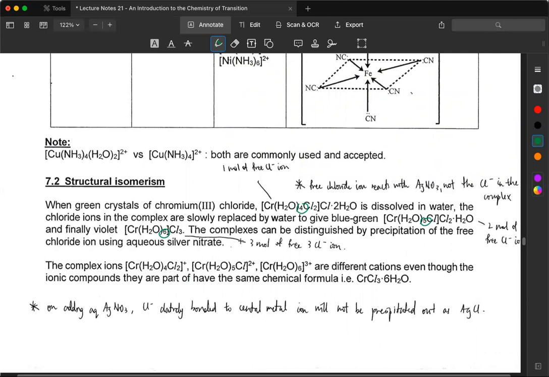Structural isomerism means the chlorine is not part of the complex but comes out, so they form isomers. You know what I mean? So isomerism here means that the chloride is either one of the ligands or is a free chloride ion, but the overall molecular formula is still the same.